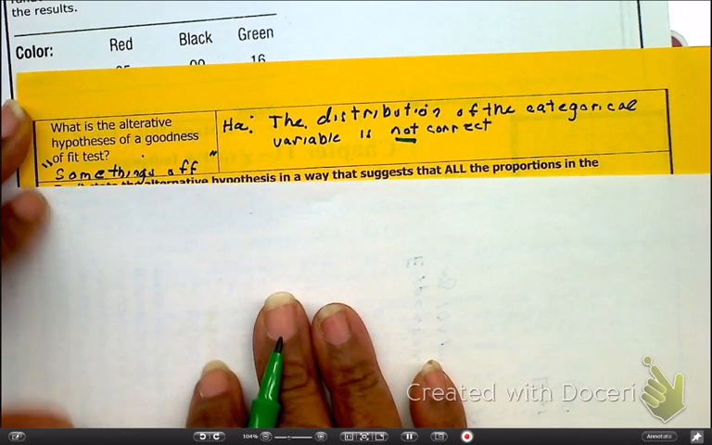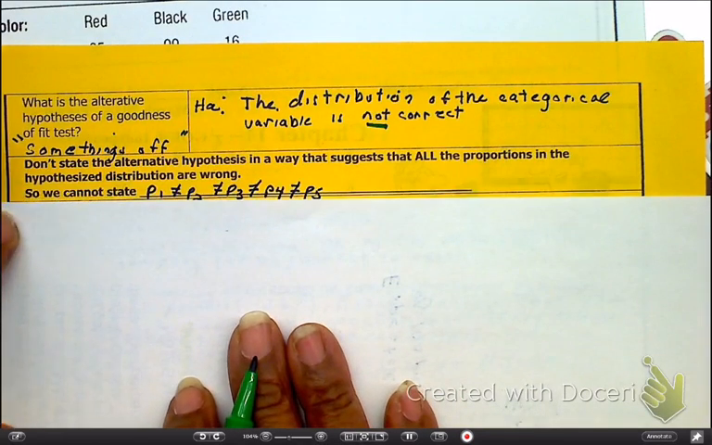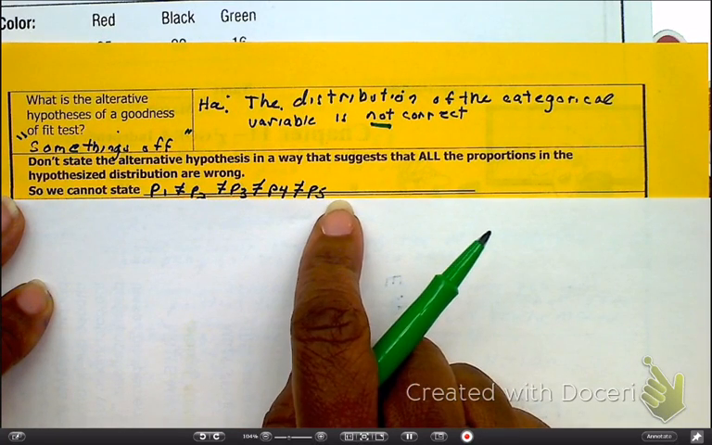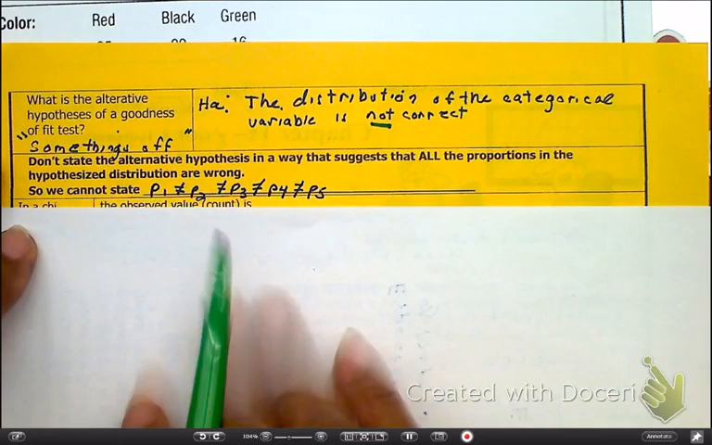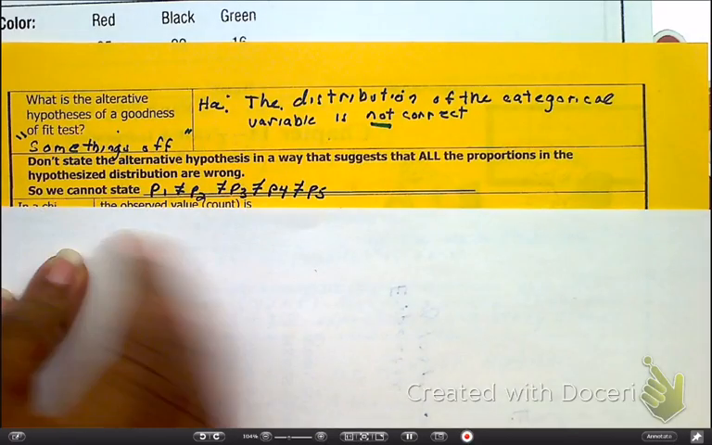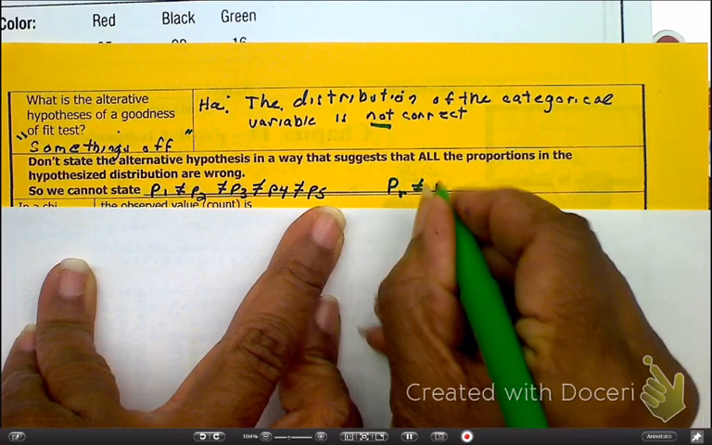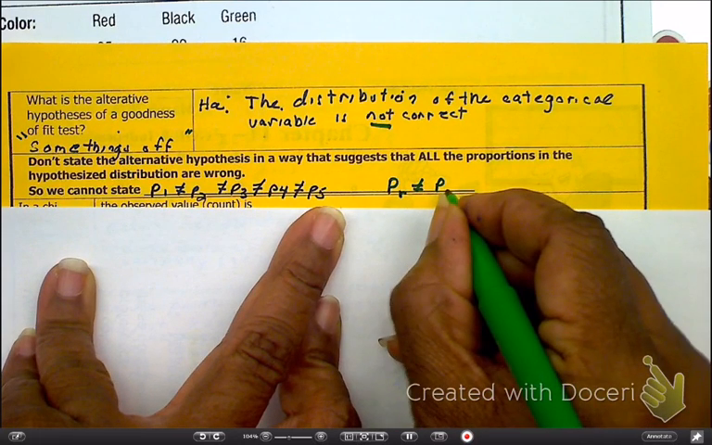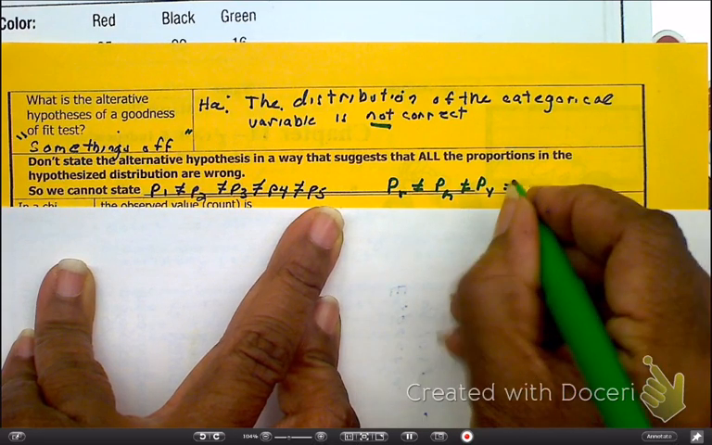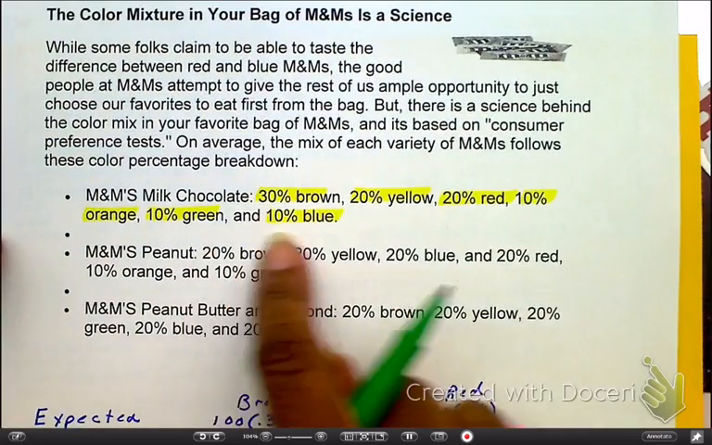As we do this, we want to get into math mode quite often, but one thing we have to be careful of is that we don't want to state the alternative hypothesis by using math and saying all the proportions are wrong. So we cannot say proportion 1 is not equal to proportion 2, et cetera. In reference to the M&Ms, we can't say the proportion of red is not equal to the proportion of green, which is not equal to the proportion of yellow, et cetera. And the reason we can't is because, as I flip back to the chart, they already are not equal.